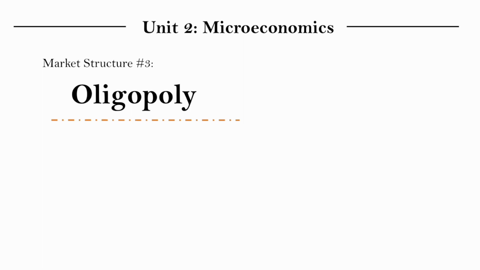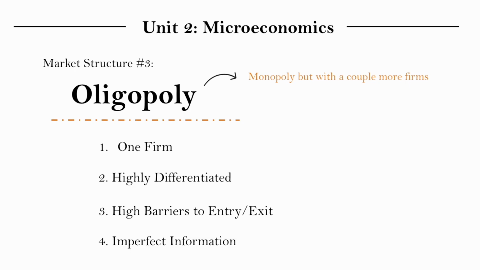So starting with the characteristics of this market structure, we can sort of think of oligopoly as a monopoly with a couple more firms. So bringing in all the characteristics of a monopoly, and then just crossing out one firm and replacing it with a few firms. It is still highly differentiated with high barriers to entry and exit, albeit slightly less so than a monopoly. It's quite convenient because you still have to memorize these characteristics of the market structure, but it's more or less the same as a monopoly.